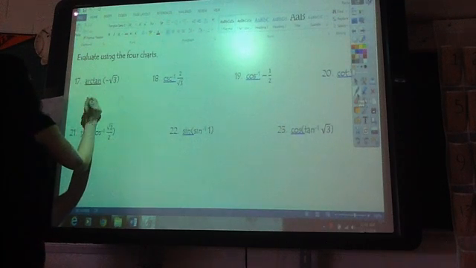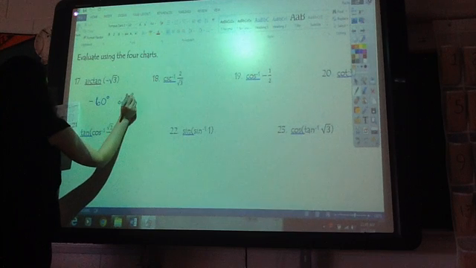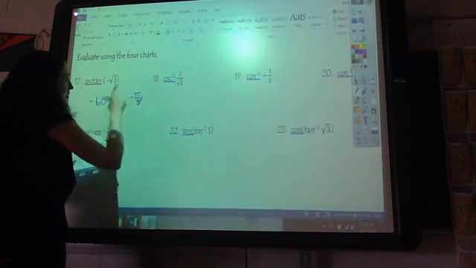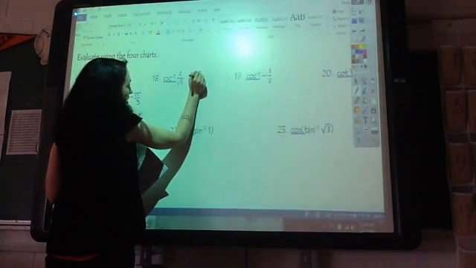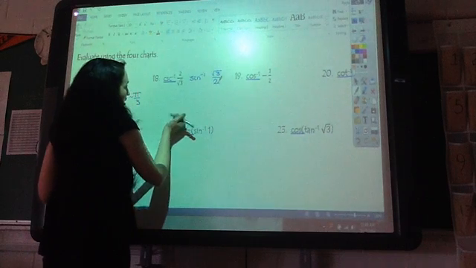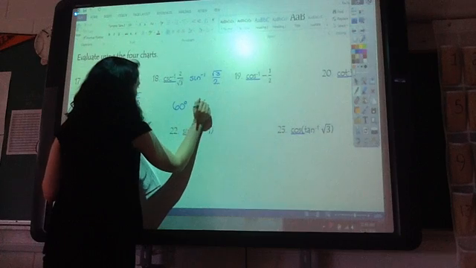So for the first one, you should have gotten -60 degrees, or if you had gone for radians, that's -π/3. For the next one, that should have become the inverse sine of √3 over 2, which becomes 60 degrees, which is π/3.